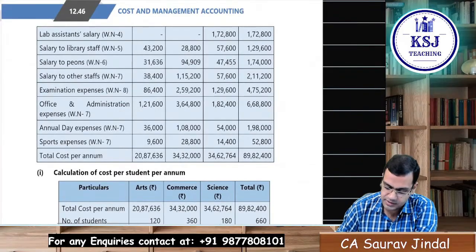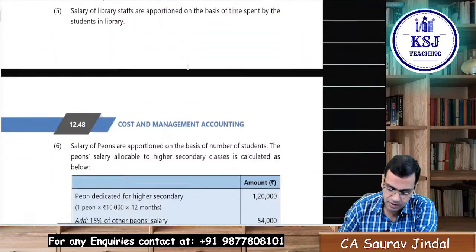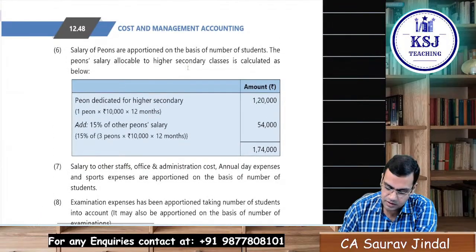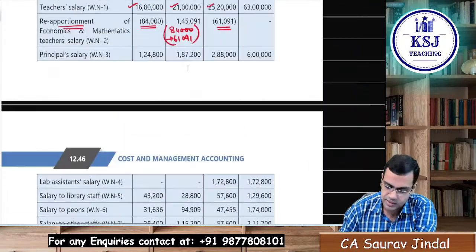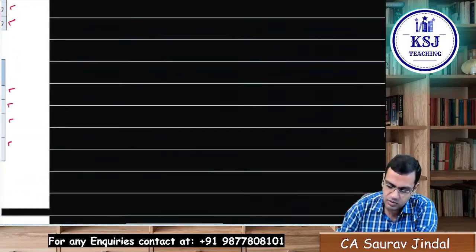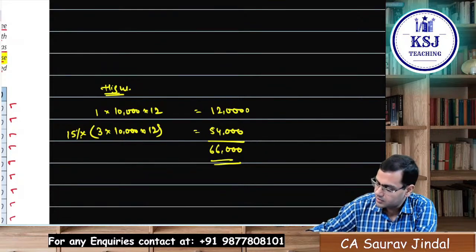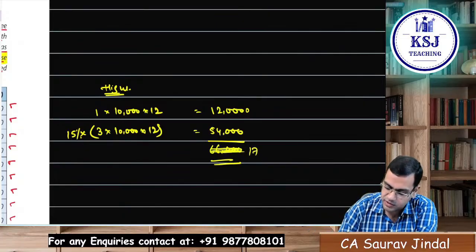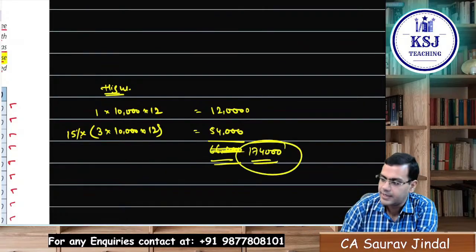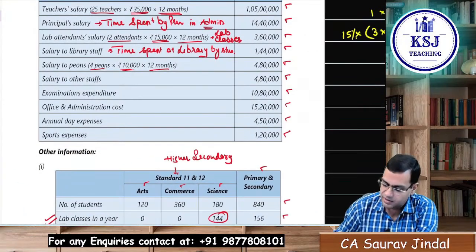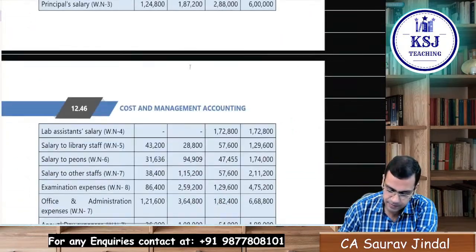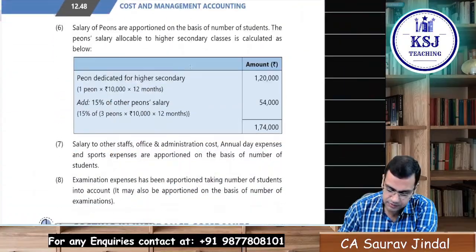working note number 6 they have created here, sir. See, okay, something is wrong here. Okay, 1,20,000. Okay, calculation mistake here. It is not 12,000 for the peon, it is 1,20,000, sir. 1,20,000 plus 54,000, 1,74,000. Right? 1,74,000. Right now? Yes, sir.